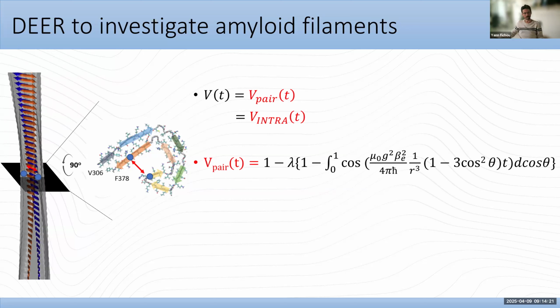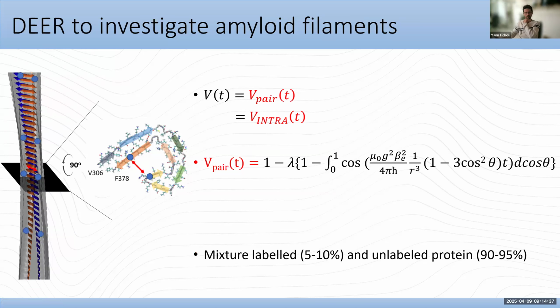So if we place two labels on a monomer, on one molecule, then we can measure intramolecular distances, and that gives you information on the conformation of your protein. That's really the conventional way of using DEER. To do that, you really dilute, because we don't want the different monomers to interact too much with one another. So we dilute with unlabeled protein so that we space away the labeled protein.